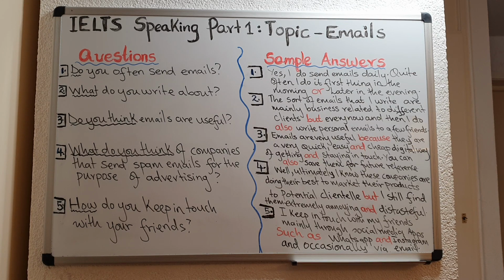So in that answer, we have two categories of emails, that is business related to different clients and personal emails to a few friends. Now you notice in that answer, I have used linking words such as but, and there is also, and then there is also. Now that entire sentence is a complex sentence.